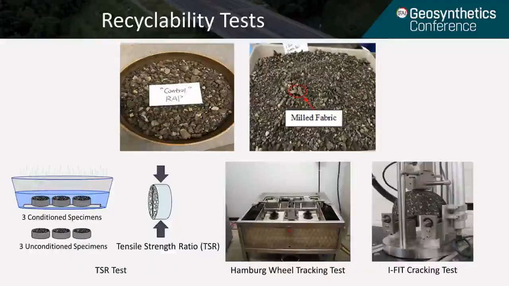In this study, we also investigated the recyclability of geosynthetic interlayer. We evaluated the performance of asphalt mixtures containing 30% RAP with and without milled paving fabric. Here we evaluated a new paving fabric developed by Propex, and this product was milled from a field project in California.